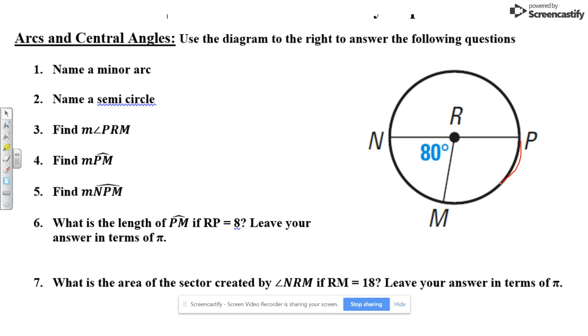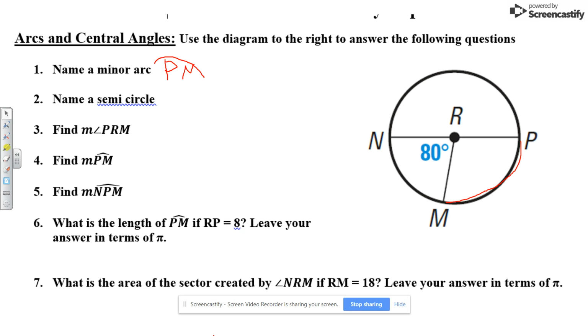That's using any two letters that doesn't go past the 180. So arc PM, arc MP, arc NM. NP is a diameter that also works. You can do two letters or three letters. They're not going to try and trick you.